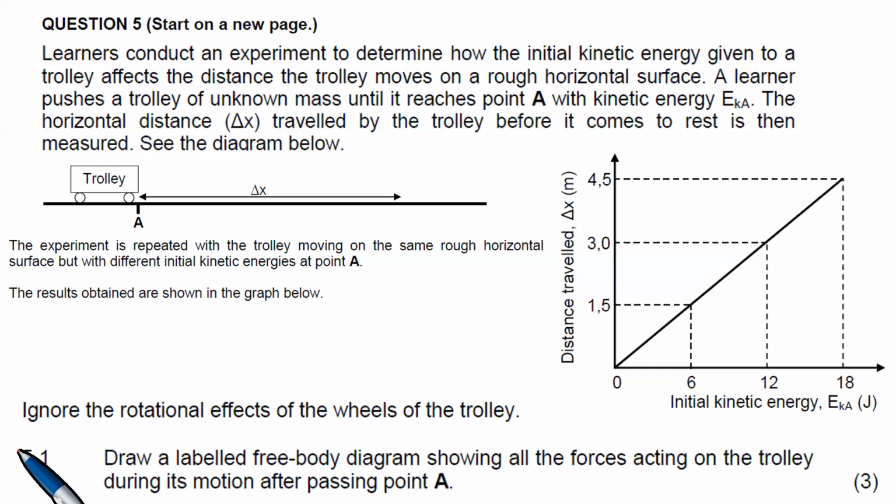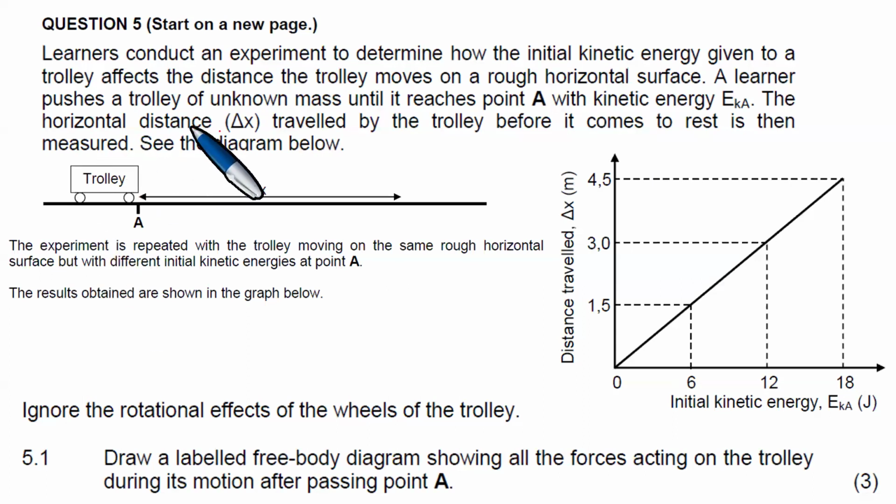Now in this question, learners conduct an experiment to determine how the initial kinetic energy given to a trolley affects the distance the trolley travels. I looked at this question before, but I want to look at it in more detail, and also make sure that people understand it. So, how the initial kinetic energy given to a trolley affects the distance the trolley moves on a rough horizontal surface. This is in the same class of questions. So please take note of this and interpret.